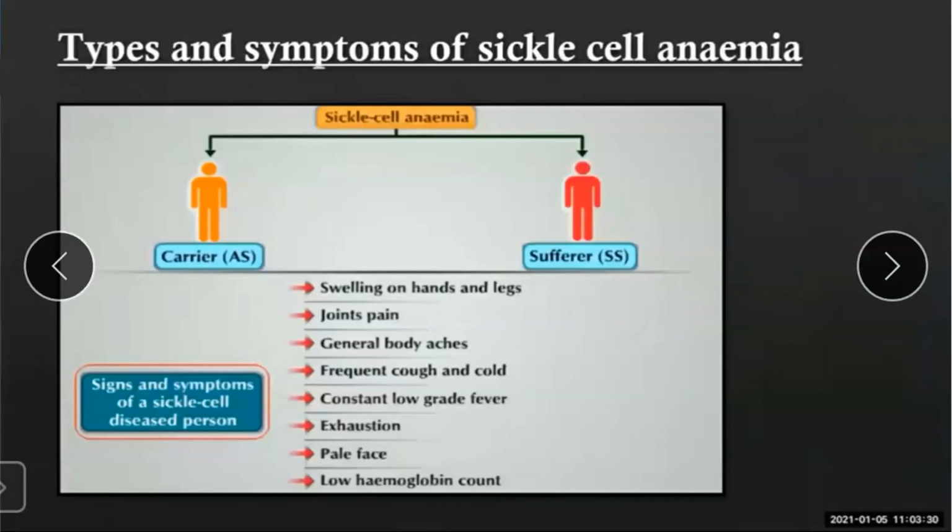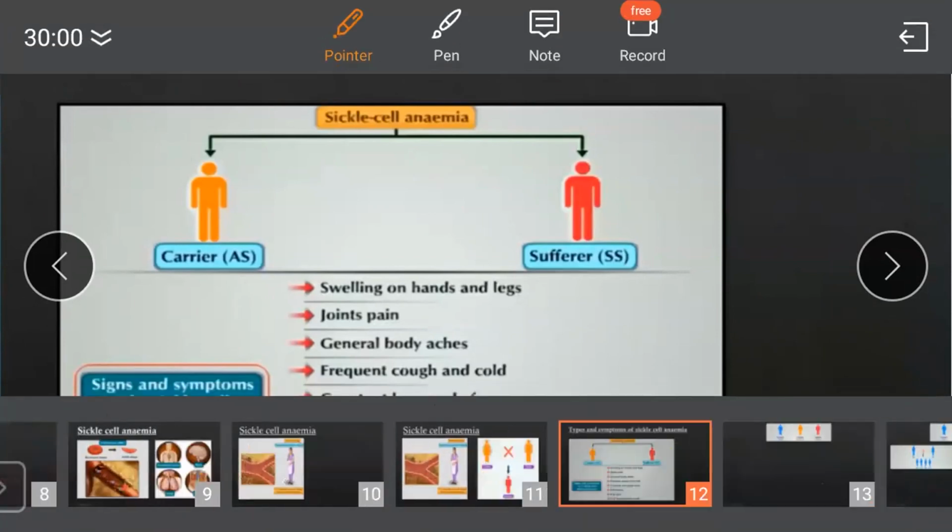Swelling on hands and legs, joint pains, general body aches, frequent cough and cold, constant low-grade fever, exhaustion, pale face, and low hemoglobin count. These are the symptoms of sickle cell anemia.